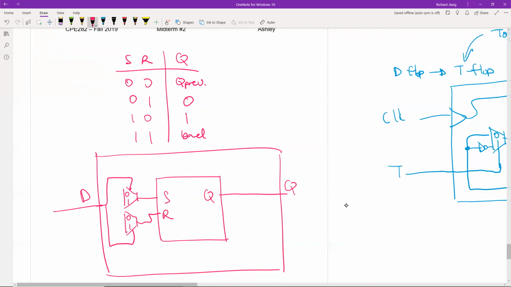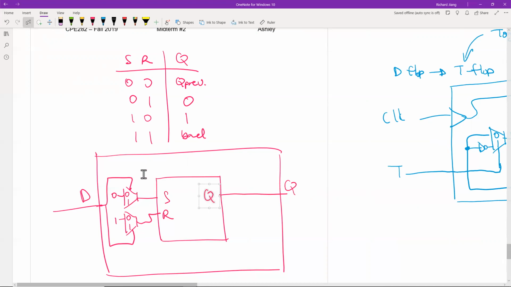So if D is equal to 0, we want Q to become what? 0, right? Yeah. So then again, we're looking at the 0 case. We want to reset it, is essentially what we want to do. So we do this case. We make S equal to 0. We make R equal to 1. That'll make it so that we reset Q and force it to a 0.